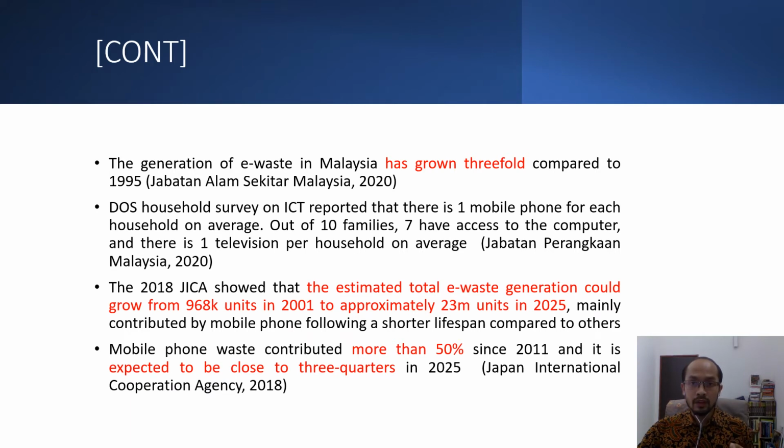Alarmingly, the generation of household, commercial, and industrial e-waste in Malaysia has grown threefold since 1995. According to the survey conducted by the Department of Statistics Malaysia last year, on average, each household could have one mobile phone and one tele, and 7 out of 10 have access to the computer. Household e-waste generation in Malaysia is expected to grow staggeringly from 1 million units in 2001 to 23 million units in 2025, mostly mobile phone. Mobile phone waste hit 50% of the total e-waste in 2011 and has been increasing since then.